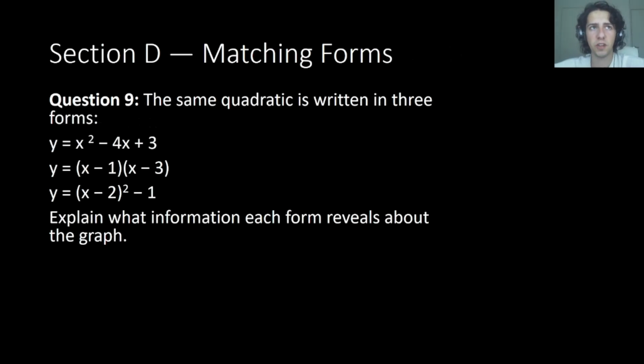Section D, matching forms. Question 9. The same quadratic is written in 3 different forms: x squared minus 4x plus 3, x minus 1 times x minus 3, x minus 2 squared minus 1. Explain what information each form reveals about the graph.